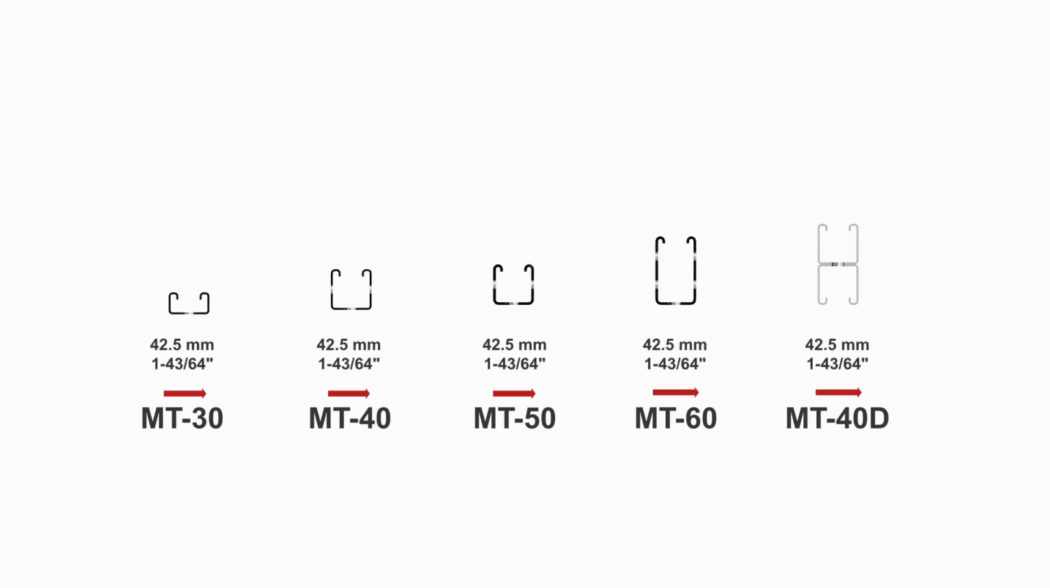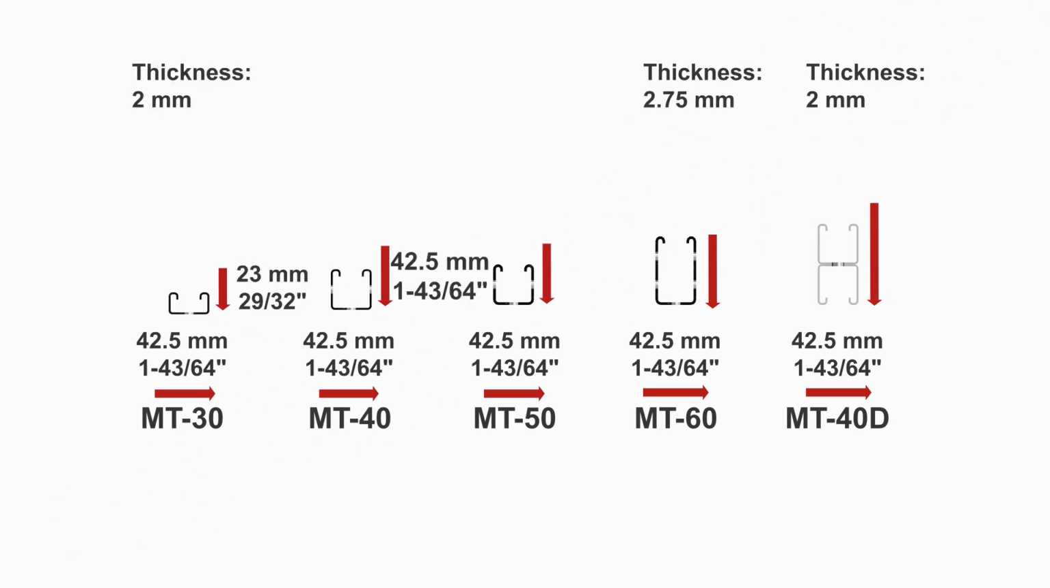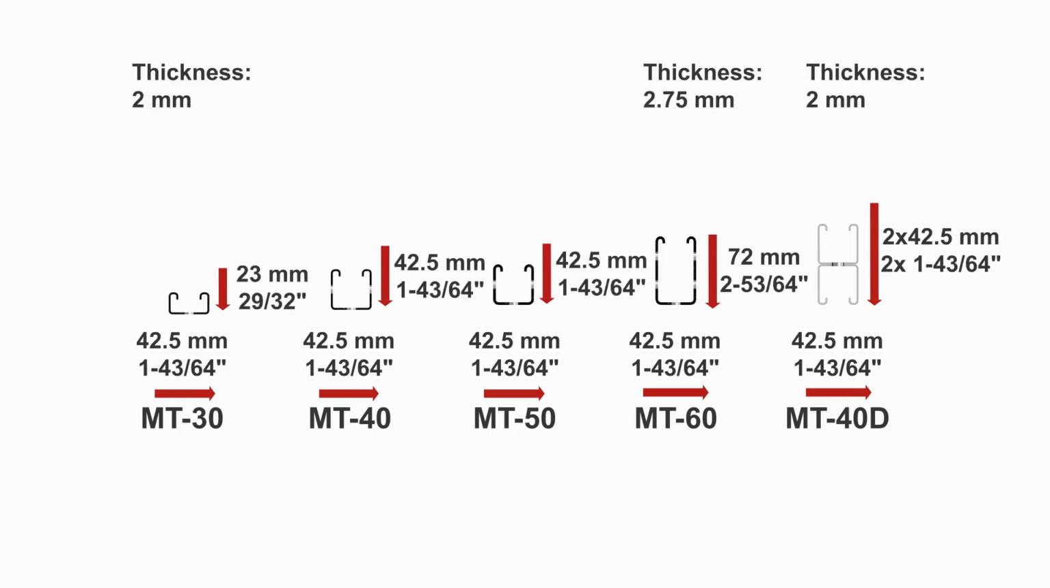The mid-class of the open channels was developed for 2D and 3D construction made of channels. The portfolio consists of MT30, MT40, MT50, MT60, and MT40 double. The width of the channel is always the same, 42.5 mm. The height of the channel is gradually rising from 23 up to 72 mm.